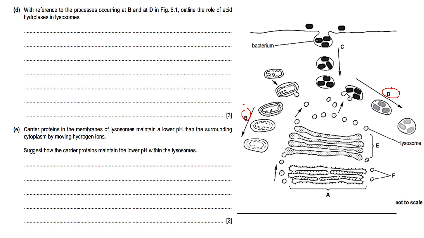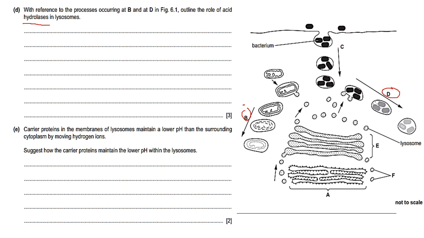Oh, and also something I would say, just by the way, is that because they are hydrolysis enzymes, they help in hydrolytic reactions, so they help with breakdown through hydrolytic reactions. I think that would also be helpful, just based on the name of the enzymes. Then the last question: carrier proteins in the membranes of lysosomes maintain a lower pH than the surrounding cytoplasm by moving hydrogen ions. Suggest how the carrier proteins maintain the lower pH within the lysosomes.